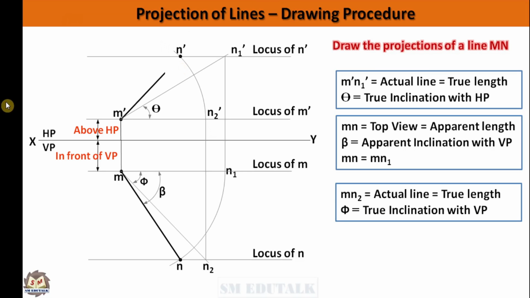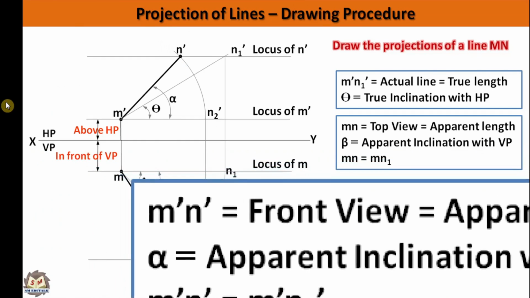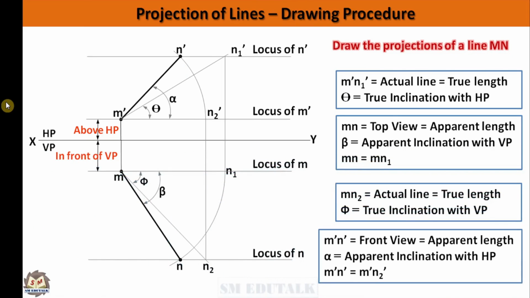A line which connects the point M dash and N dash is called as front view of the line MN. It makes an apparent inclination with HP alpha. Always front view's length is less than the true length. That's why its length is termed as apparent length. It is important to note down here M dash N dash equal to M dash N2 dash. That is, front view length equal to distance between the M dash and N2 dash on the first endpoint locus. Please keep this also in your mind.